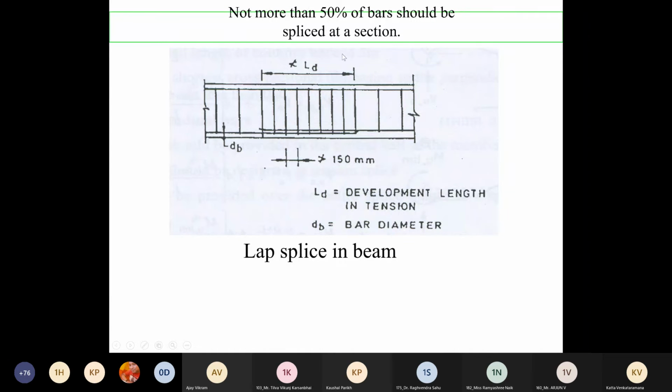And then splicing. Not more than 50% of bars should be spliced at a section. We saw one damage pattern in the Taiwan earthquake, where all the bars were spliced at one location. That is 100% splicing, which is not recommended. And when there is splicing, we provide stirrups at closer intervals, with spacing not more than 150 mm, and this length not less than the development length in tension.